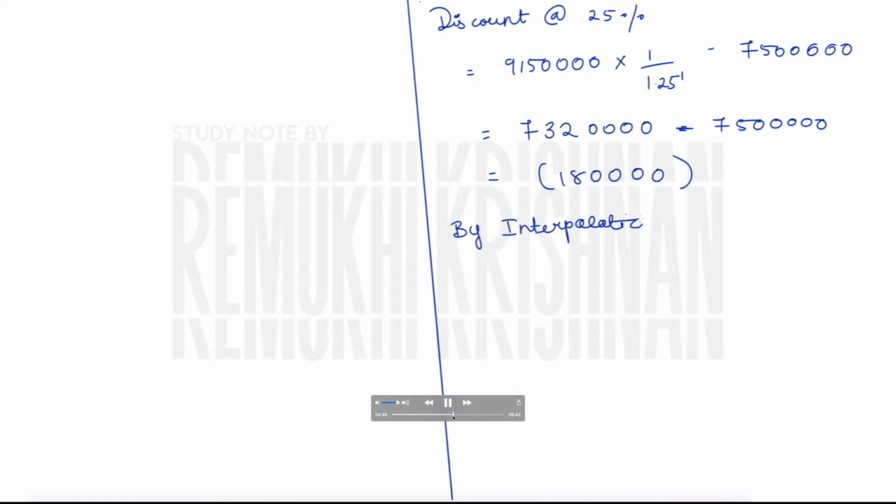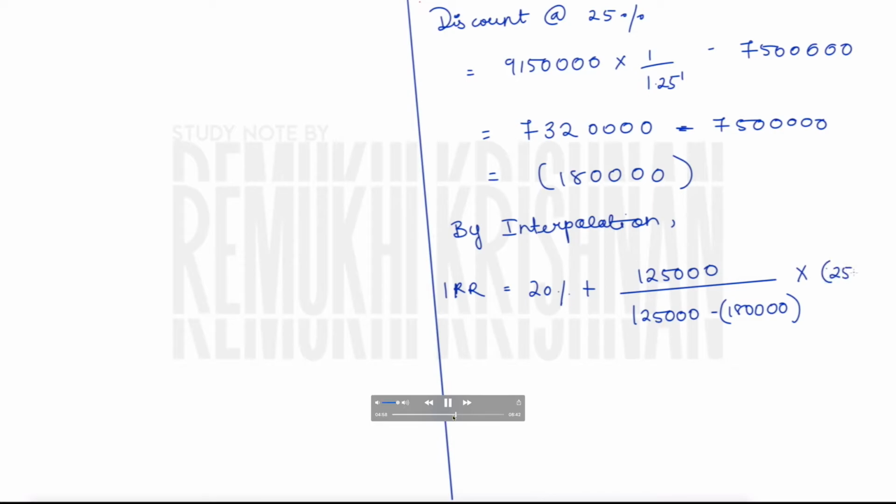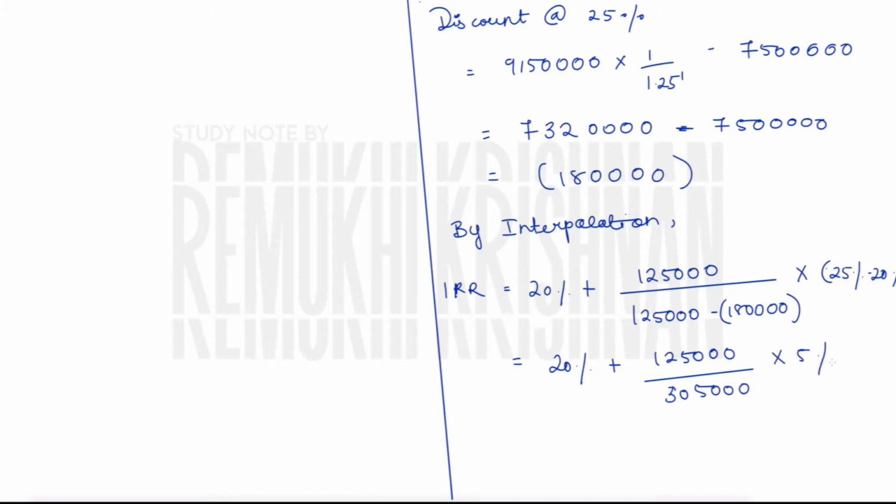So our IRR is nothing but lower rate plus NPV at lower rate divided by NPV at lower rate minus NPV at higher rate, into higher rate minus lower rate. Yes guys. So by solving this we will be arriving with our IRR for project B. So the IRR of project B is nothing but 22.05 percent.